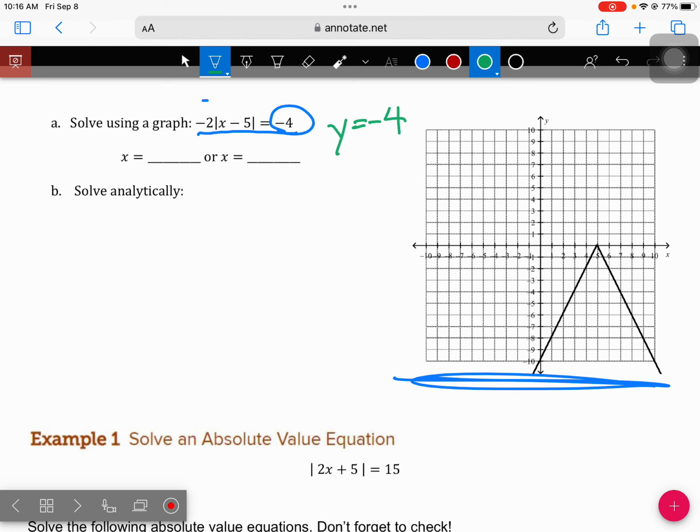So we find -4. Whoa, I need to sign it. You need to write it.